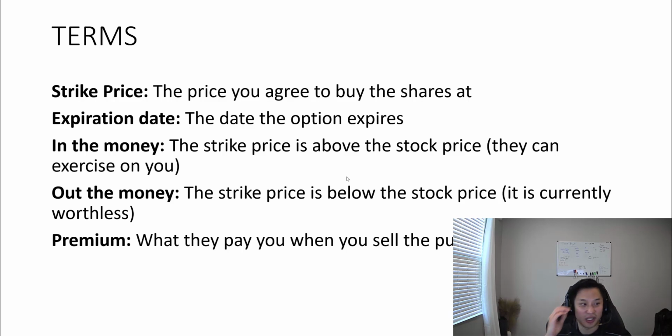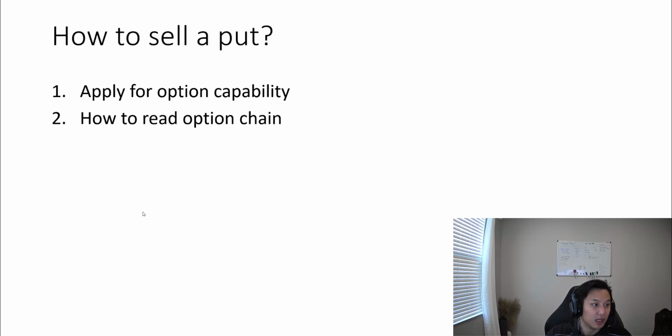Other terms are in the money and out of the money, and from the perspective of the put seller, you want your options to be out of the money, right? Because if it's in the money, that means that you have to pay something, it's still worth something, you have to buy back, and that's when they can exercise the option, right? If it's out of the money, they're not going to exercise because they're going to lose money and it's currently worthless. And the other term you need to know is a premium. That's how much they pay you when you sell the put. So these are pretty basic terms. I think it's pretty easy to understand here.